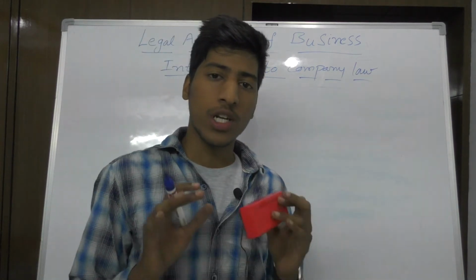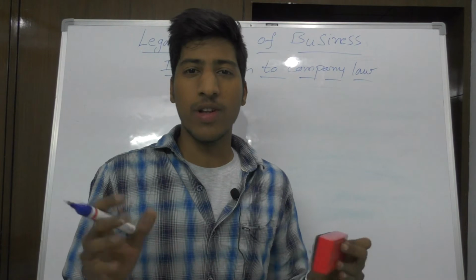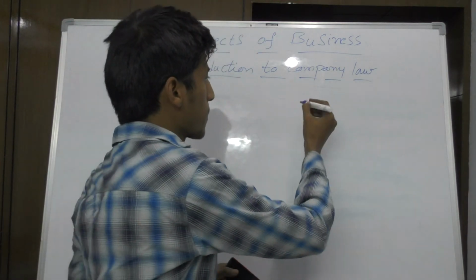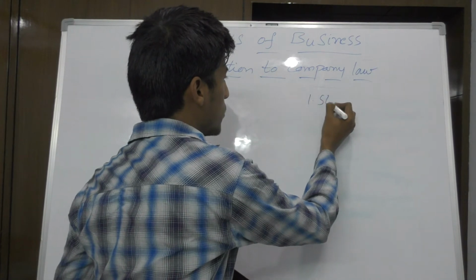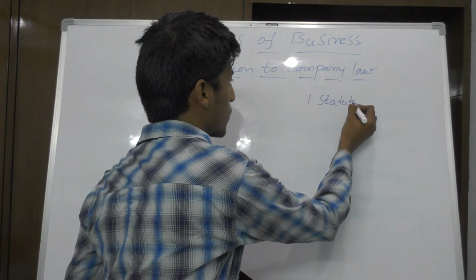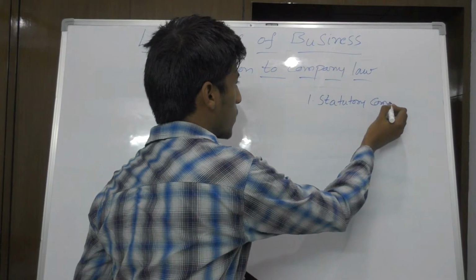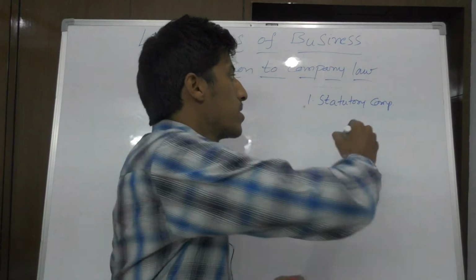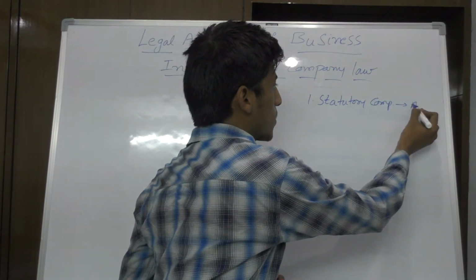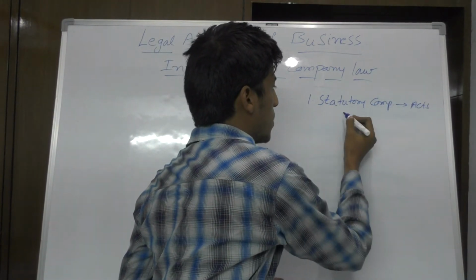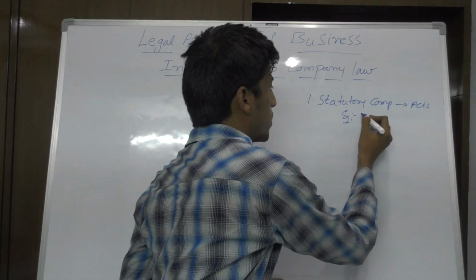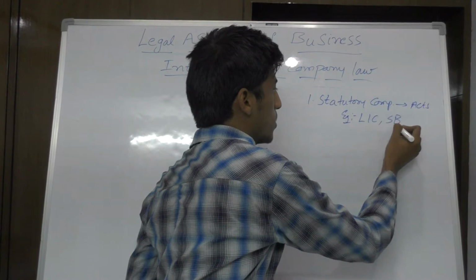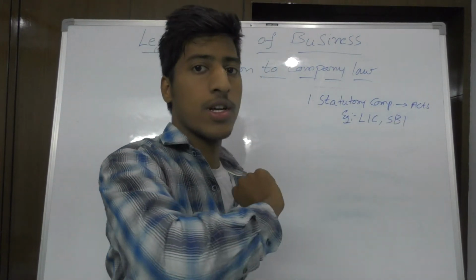Now, coming to the types of companies, there are various types of companies. I will discuss some of them. The first one is statutory companies. These statutory companies are created by some special acts. The examples are Life Insurance Corporation of India (LIC) and SBI. These are some of the examples for these statutory companies.